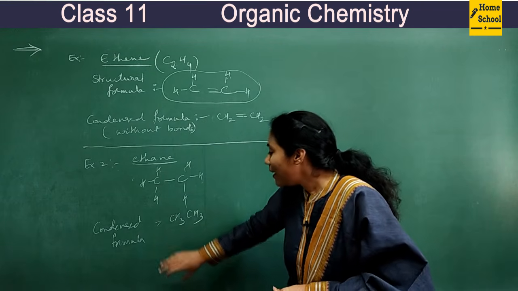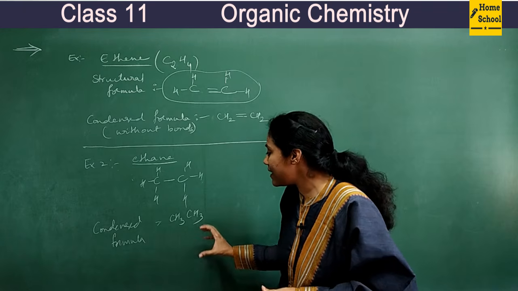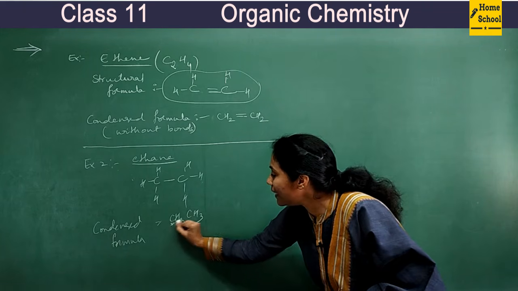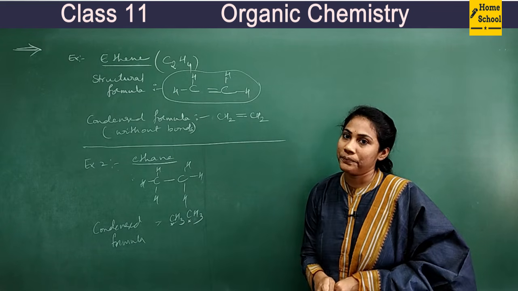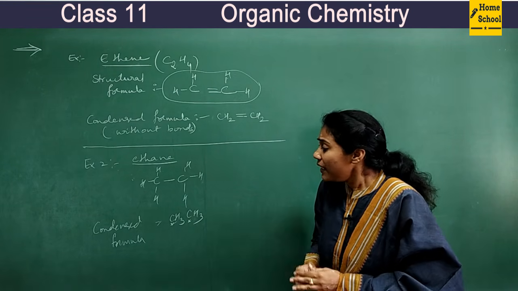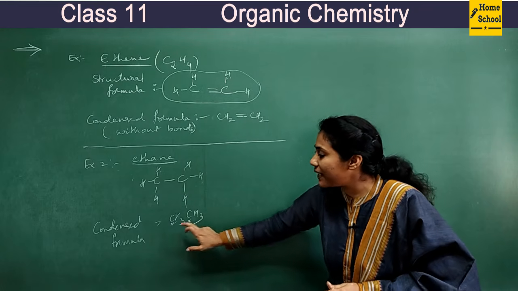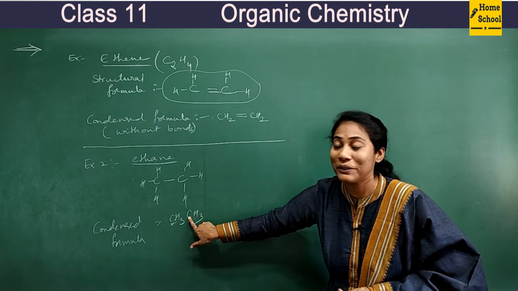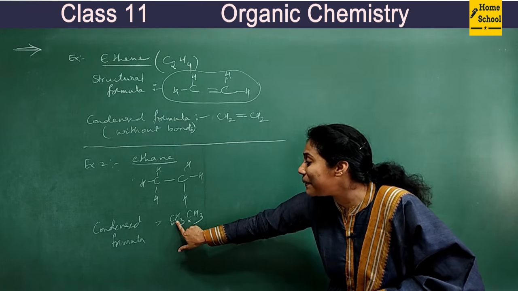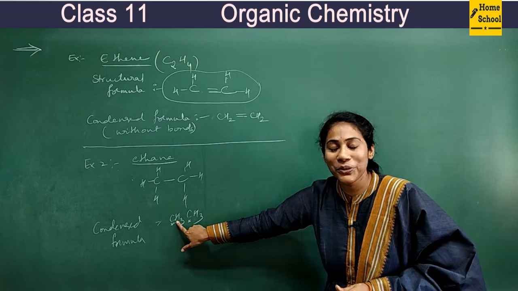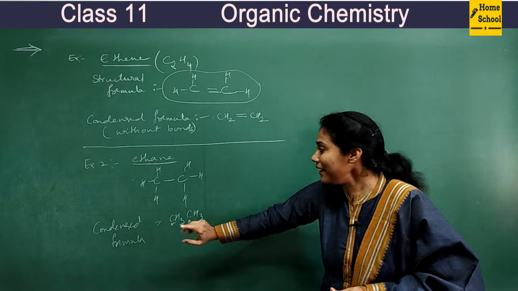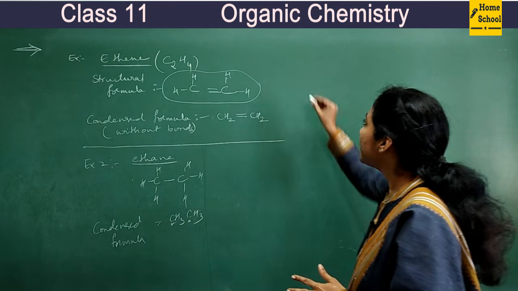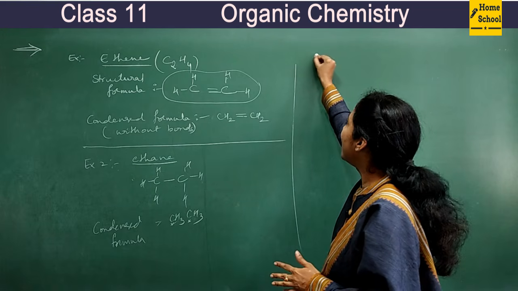The moment I say CH3, you must understand that between carbon and hydrogen, a single bond is there. Between this carbon and this carbon also, a single bond is there. What few people think with CH3 is that there is a bond between these hydrogens and this carbon. No, the bond is between this carbon and these hydrogens. So you should never get confused with the formulas. This is the way of writing condensed formula. Clear?